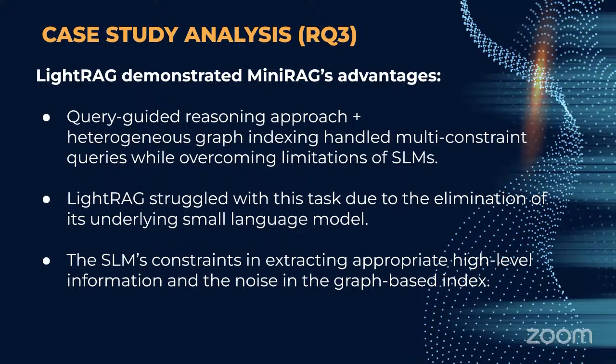So MiniRAG's advantages were further demonstrated through a case study with LightRAG. Query-guided reasoning and heterogeneous graph indexing could handle multi-constraint queries effectively while overcoming limitations of small language models. Furthermore, LightRAG struggled with this task due to the limitations of its small language model in extracting appropriate high-level information, and the noise in the graph-based index led to ineffective direct embedding matching, and thus resulted in less accurate answer retrieval. Next slide, please.